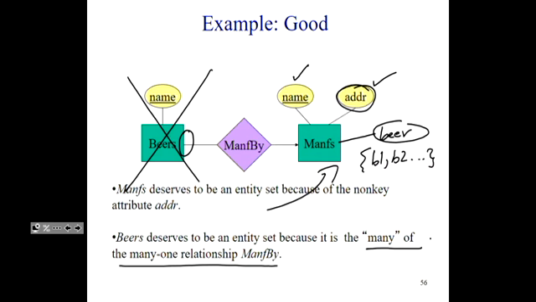Yes? So at least from the ER diagram standpoint, the attributes are atomic. Any other questions? Okay.